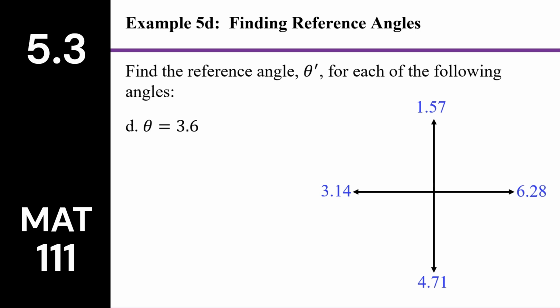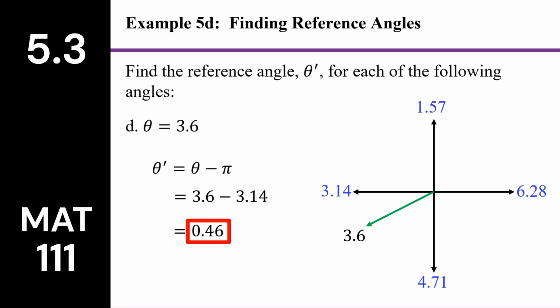You can get that by taking the approximate 3.14 and multiplying by 3 over 2, which is like multiplying by 1.5. Now we look at 3.6 and we see that that terminates in between 3.14 and 4.71. So that's our terminal side, and we can find our reference angle, theta prime, by subtracting our angle minus 3.14, which gives us a reference angle of 0.46.